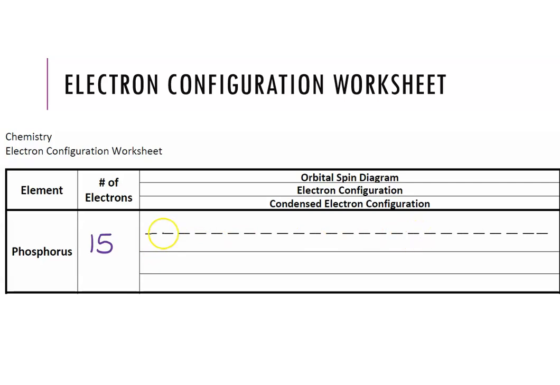So the first thing we have to do is separate each of our orbitals into sublevels. So I'm going to label each of these like we did in class. So we did 1s, 2s, and then because p has 3 orbitals, we have 2p, 3s, 3p, and so on and so forth.